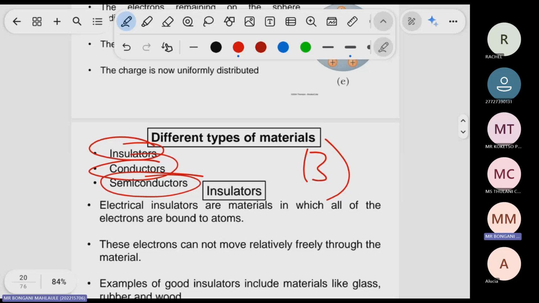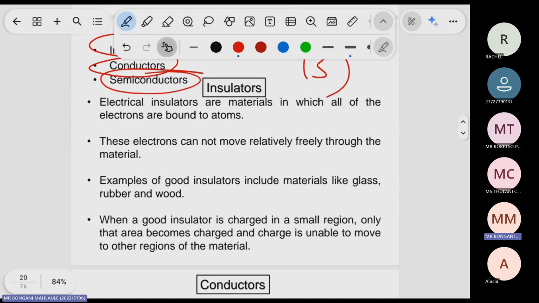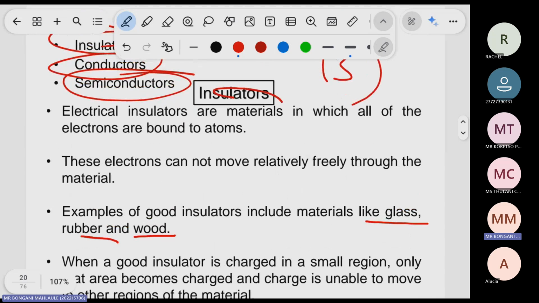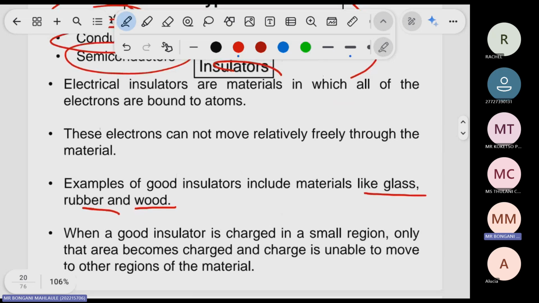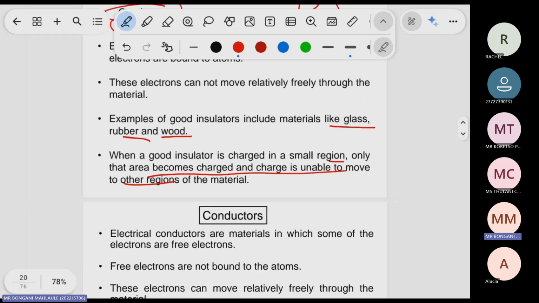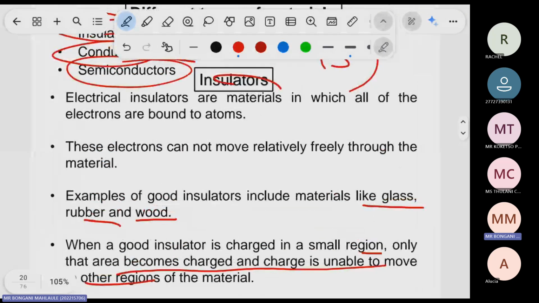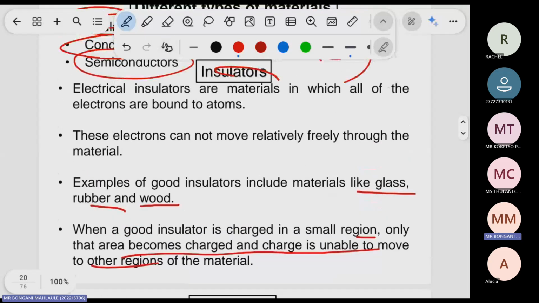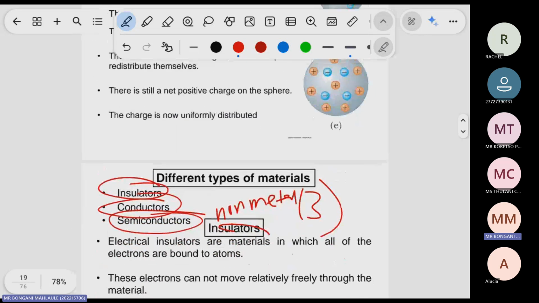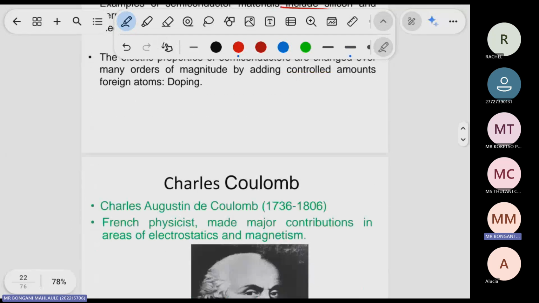What else? Insulators. We've got glass, rubber. Insulators are those materials which you cannot charge easily. Guys, can you give me an example of insulators? But I think you know them, right? They are non-metals. So you must just know these types of materials, because now we're talking about charges.